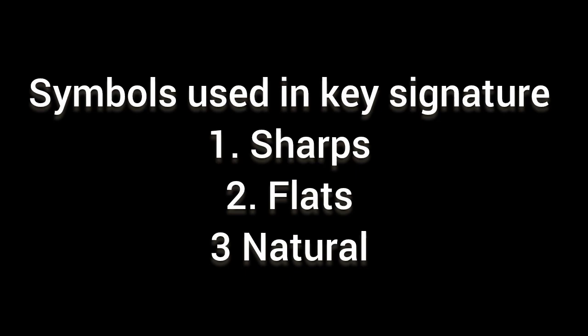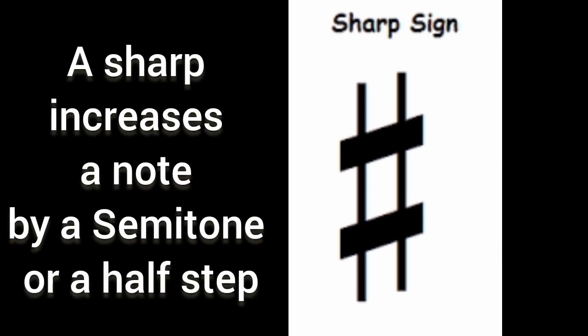The first one is a sharp. When you see a sharp, it looks like our hashtag. The sharp is a symbol that increases a note by a semitone. That's the function of a sharp. A sharp increases a note by a semitone or a half step.